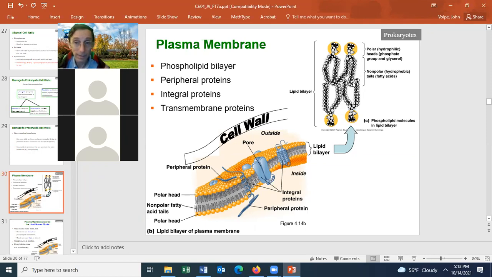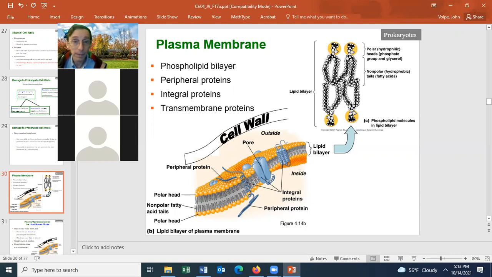They want to be on the inside because they don't want to be around water, and outside the cell, it's mostly water. If you think about a red blood cell floating in the blood, it is mostly water, as you are as well. And so you want to have the head on the outside and then the head on the inside because the cytoplasm inside the cell is mostly water.